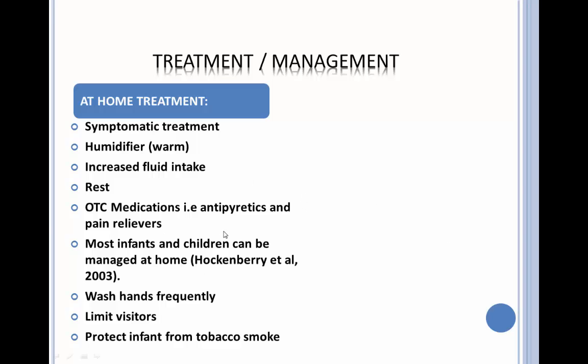You could use over-the-counter medications such as antipyretics. Never use aspirin in those less than 18 years of age with flu-like symptoms. Wash hands frequently and limit visitors, and of course tell the parents not to smoke in front of the children.